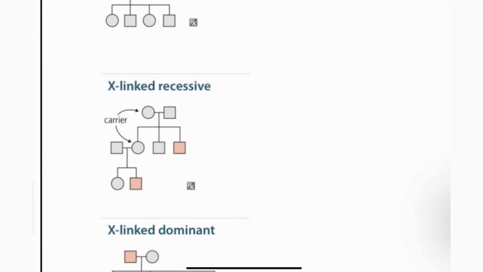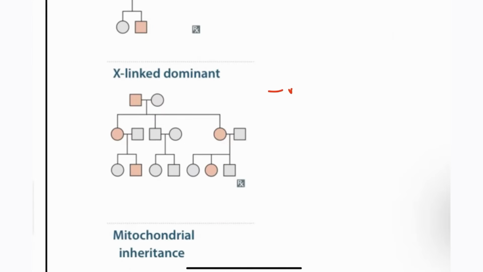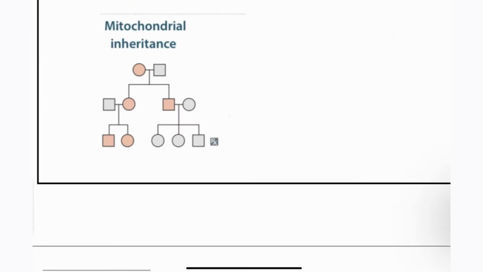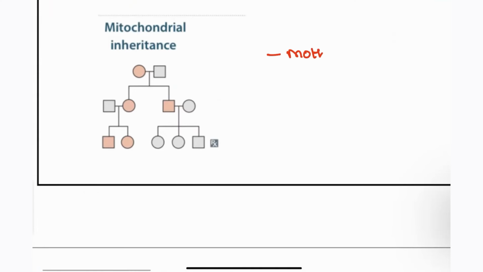Next, X-linked recessive. Here most commonly the female will be the carrier, and mostly they are going to affect the males. Next, X-linked dominant: the males are going to be carriers, and they always affect the females. Next, coming to mitochondrial, only the mother is going to transmit to son and daughter. That is known as mitochondrial inheritance.